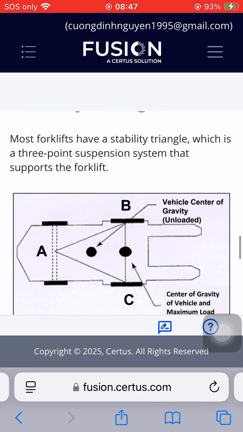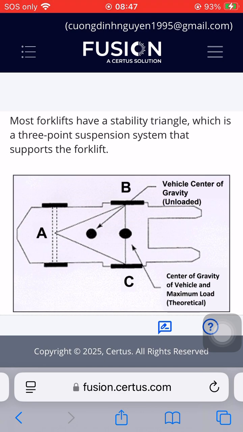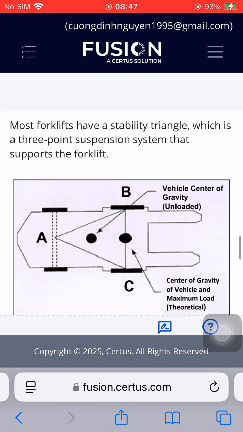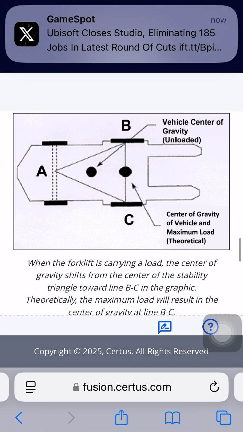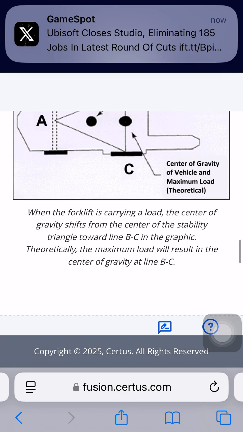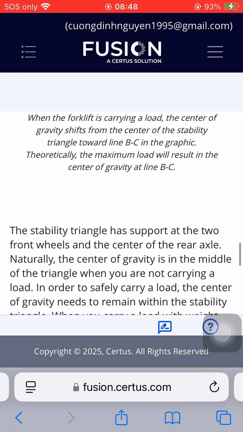The stability triangle. Most forklifts have a stability triangle, which is a three-point suspension system that supports the forklift. The stability triangle has support at the two front wheels and the center of the rear axle. Naturally, the center of gravity is in the middle of the triangle when you are not carrying a load. In order to safely carry a load, the center of gravity needs to remain within the stability triangle.